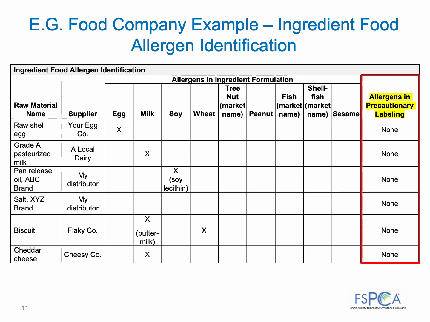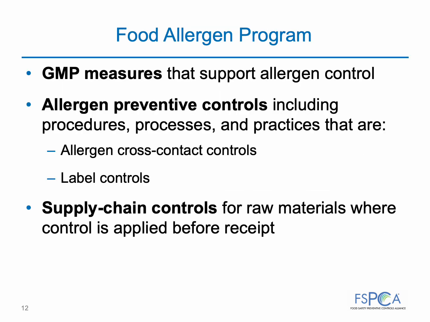The developed food allergen program can start with various basic GMPs and SOPs that support allergen control. However, a food allergen program typically goes beyond basic GMPs and SOPs to include appropriate allergen preventive controls. There are two main types of allergen preventive controls within the facility: those that focus on preventing cross-contact and those that ensure proper labeling. Much of this chapter will be devoted to discussing these two types of controls.